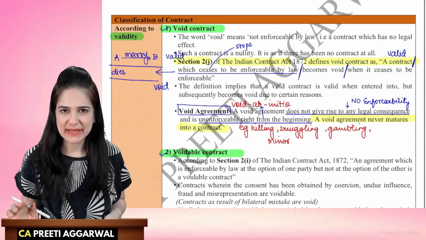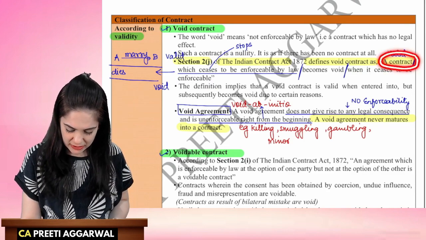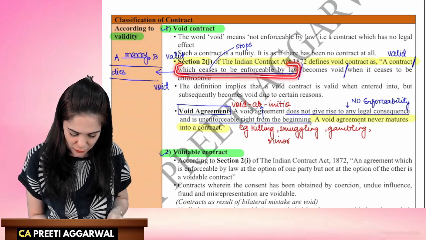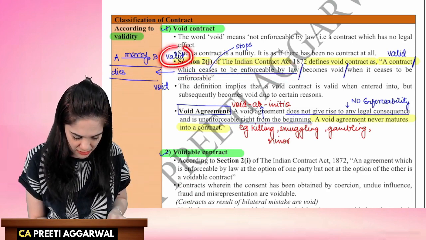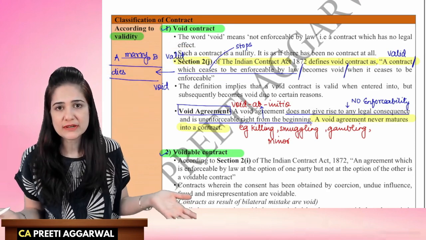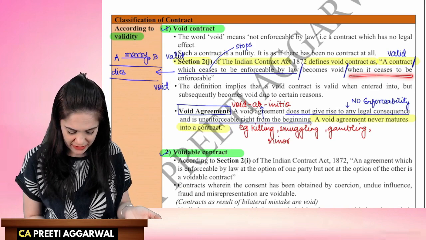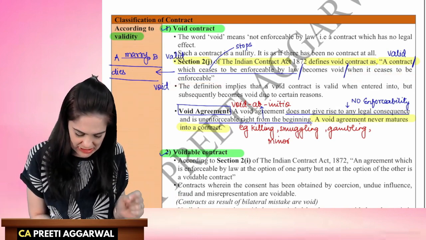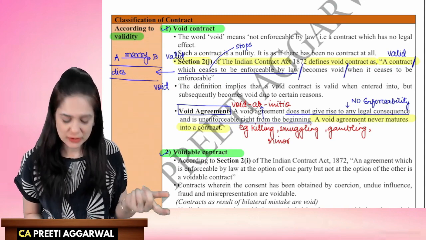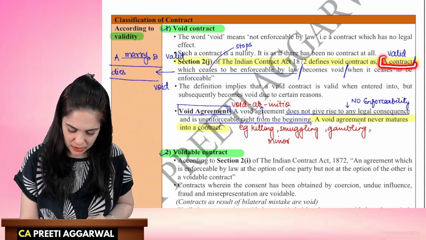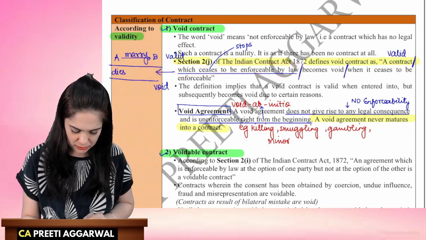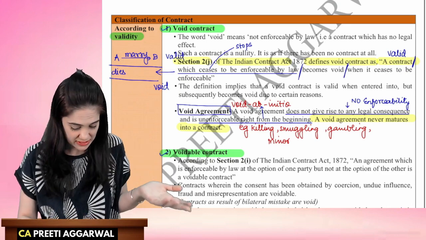Let us read it once again. A contract, it means it was valid, which ceases to be enforceable by law. So a contract which ceases to be enforceable by law becomes void. When does it become void? When it ceases to be enforceable. So this is the point of time when the contract becomes void. Let's read it once again. A contract which ceases to be enforceable by law becomes void.